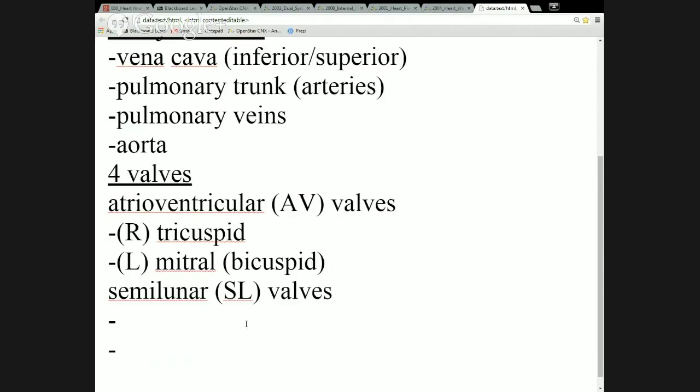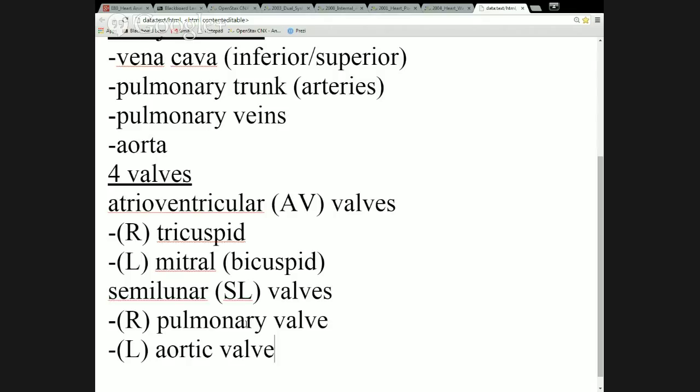The semilunar valves are between a ventricle and an artery. And they're always named for the artery that they're connected to, as if there's a bunch of them. There's only two. On the right side, we have the pulmonary valve, and on the left side, we have the aortic valve. So what I've done here is a little different because I wanted to talk about AV versus semilunar valves, so I didn't follow the pathway that the blood's taking.